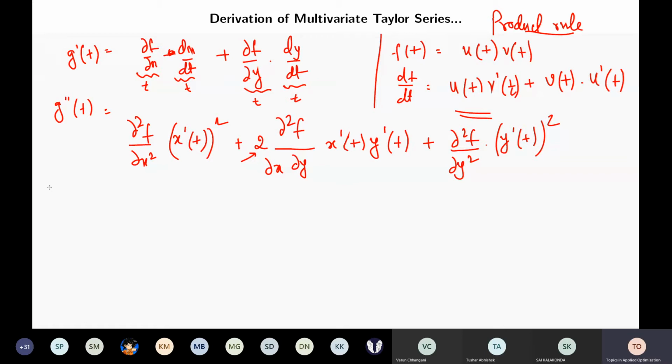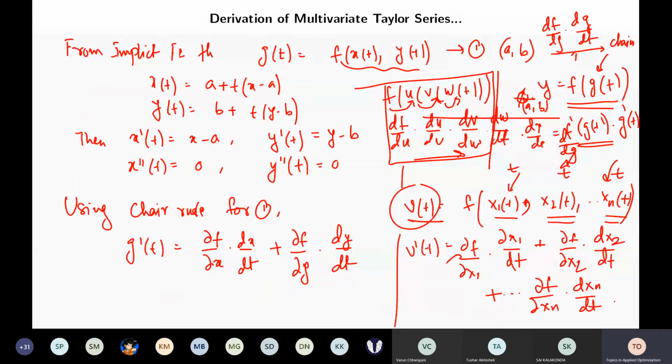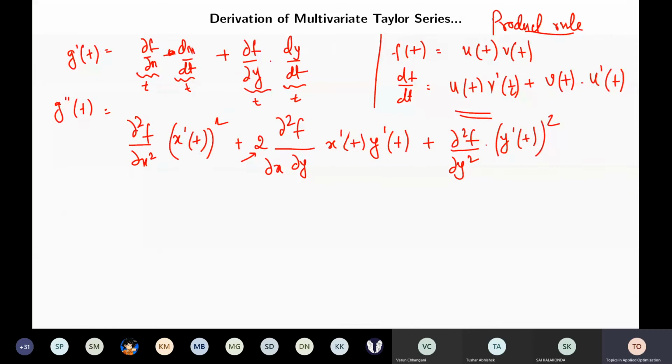So now putting t equal to 0. Remember that we want to compute our derivative at x equals a. So we need x comma y at around a b. To do that, I will make t tend to 0, or exactly 0, because I need the expansion at a b. So put t equals 0.